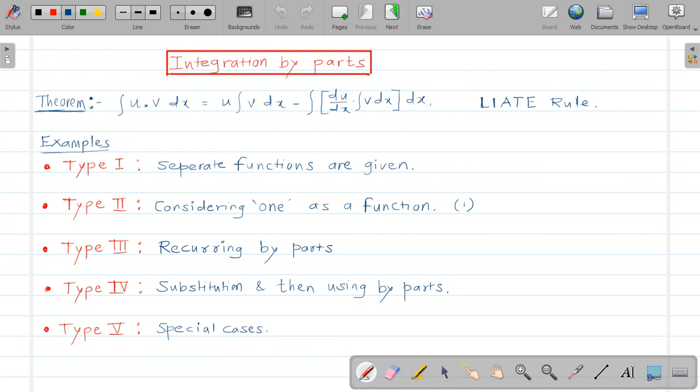Now today we are going to discuss type number 2, that is considering 1 as a function, which means we have to consider the number 1 as another function. So this is the type number 2 that we are going to discuss now. So let us see now.